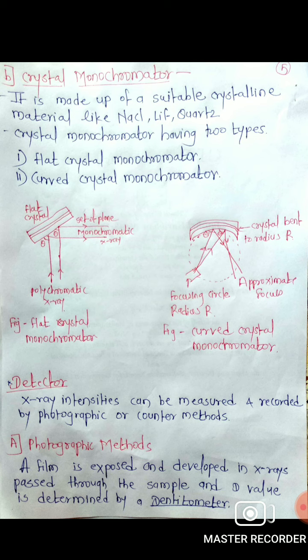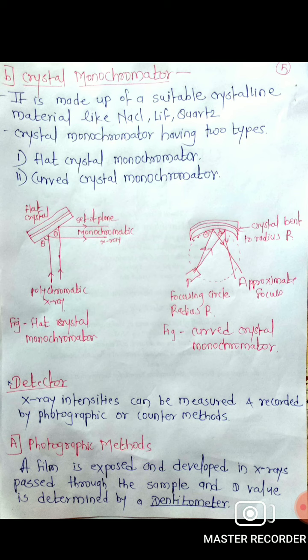This monochromator is made up of suitable crystalline material like NaCl, LiF and quartz. The crystal monochromator has two types. The first one is the flat crystal monochromator and the second is the curved crystal monochromator. For both, a diagram is given.